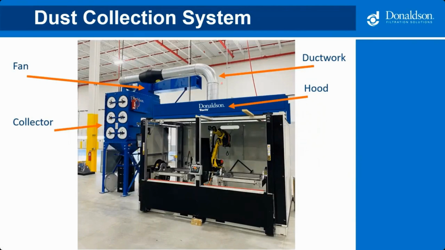Here's a real example of a dust collection system. This one is for a robotic weld cell. You can see the four elements: the fan at the top with a silencer for noise reduction, the dust collector, this one happens to be a cartridge collector, which we will get into later, the ductwork, and the hood.